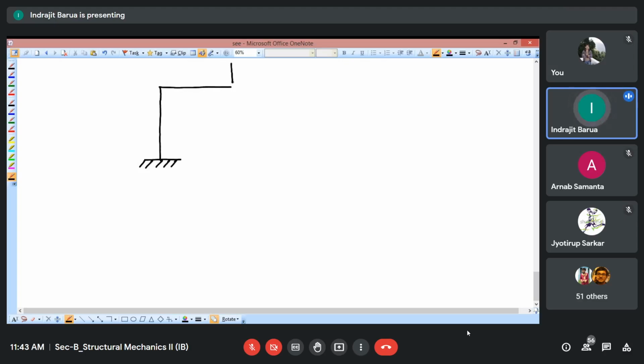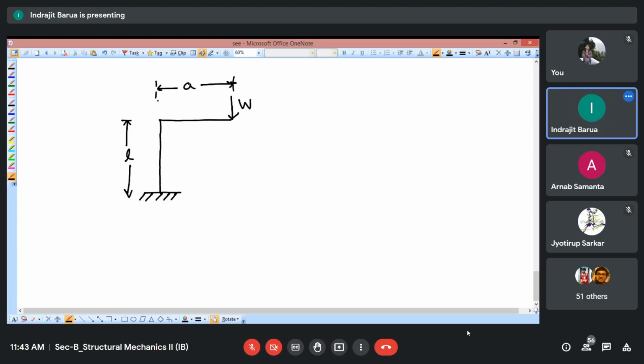At this point I am applying this W, and let's do the dimensioning. Let's say this length is L, and this is A. So the length of the beam is A, the length of the column is L, something like this. Let's say these are my points A, B, C.